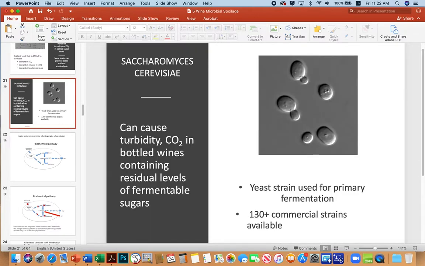Saccharomyces is obviously our primary yeast, but if it's not filtered out, for example, then the microbe can cause turbidity or CO2 in bottled wines if there are any residual sugars left behind.